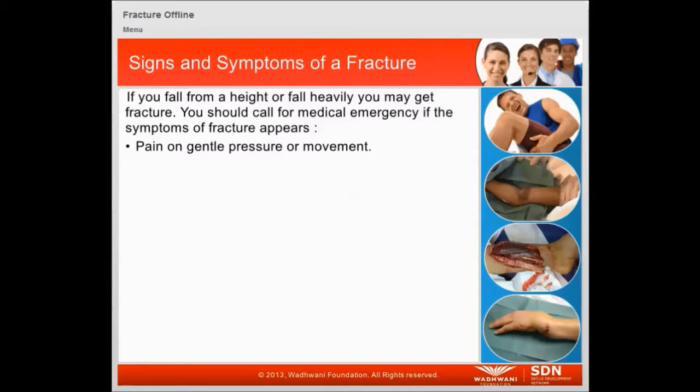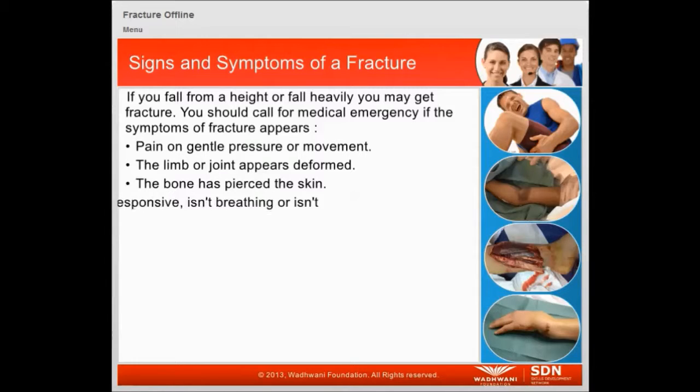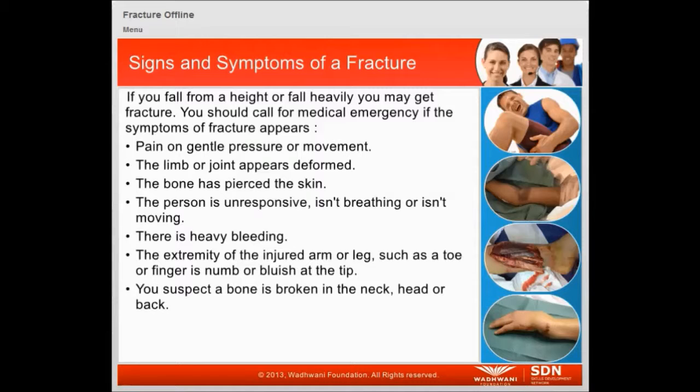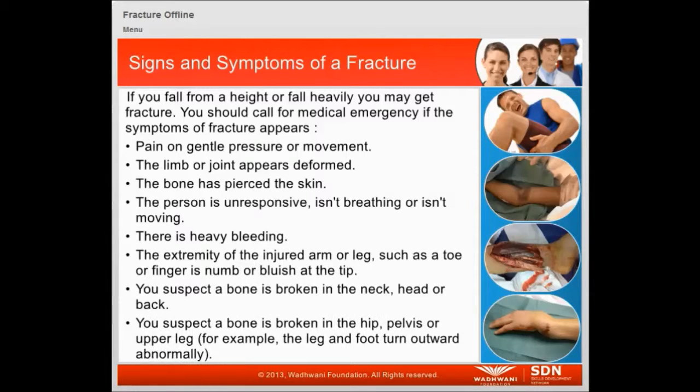Pain on gentle pressure or movement, the limb or joint appears deformed, the bone has pierced the skin, the person is unresponsive, isn't breathing or isn't moving, there is heavy bleeding, the extremity of the injured arm or leg, such as a toe or finger, is numb or bluish at the tip. You suspect a bone is broken in the neck, head or back. You suspect a bone is broken in the hip, pelvis or upper leg. For example, the leg and foot turn outward abnormally.